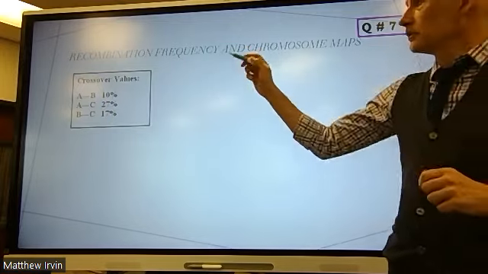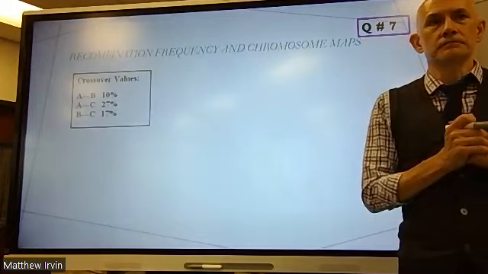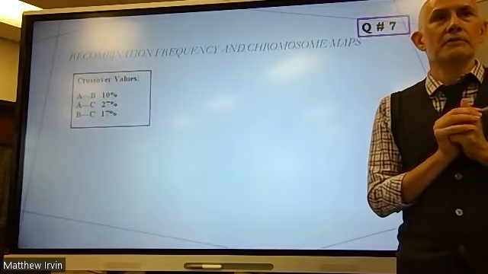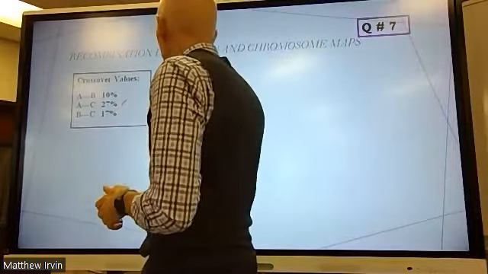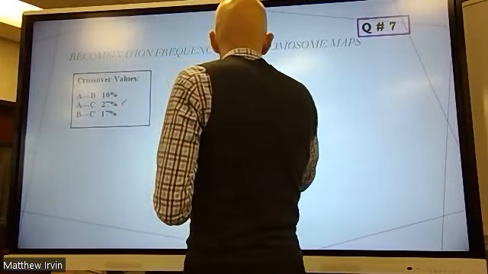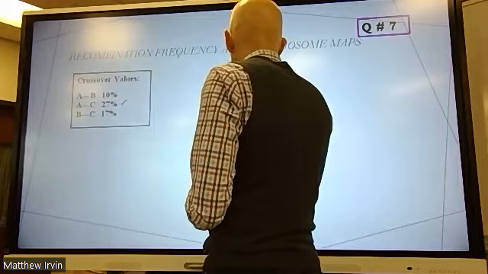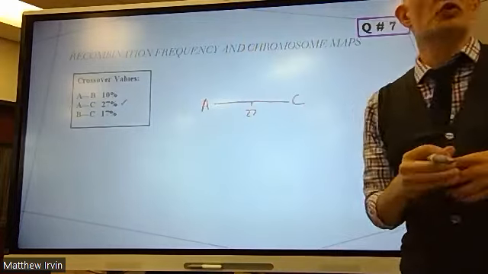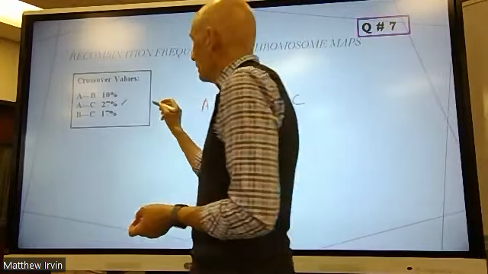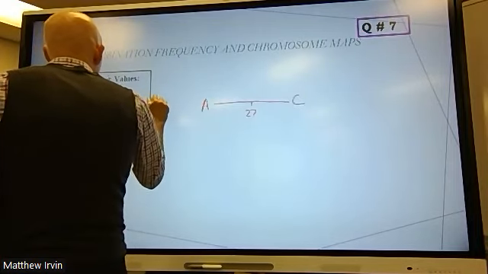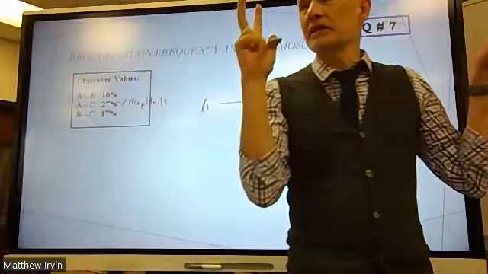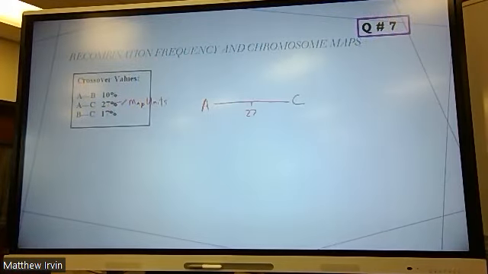So what do we start with in our gene mapping? Which combination? I'm going to start with the ones that are farthest apart. So A and C are 27% different, or 27 map units. That's just a relative term for the unit of how far they are apart on the chromosome.